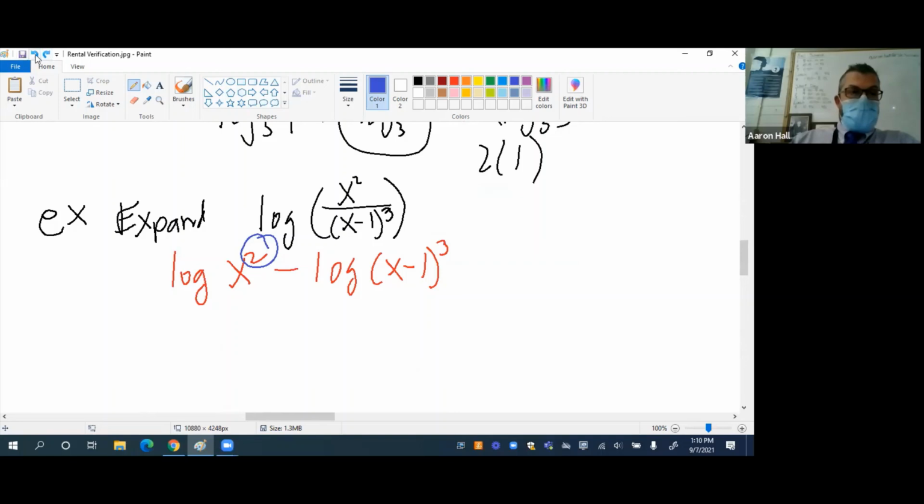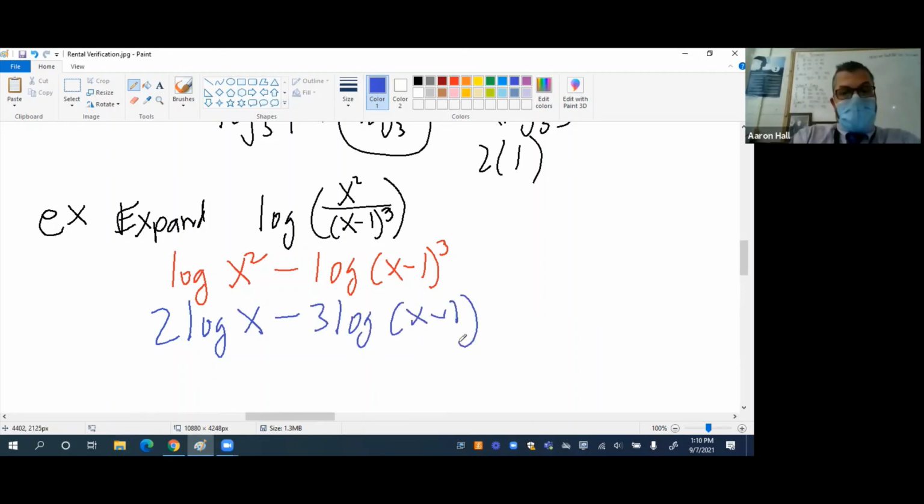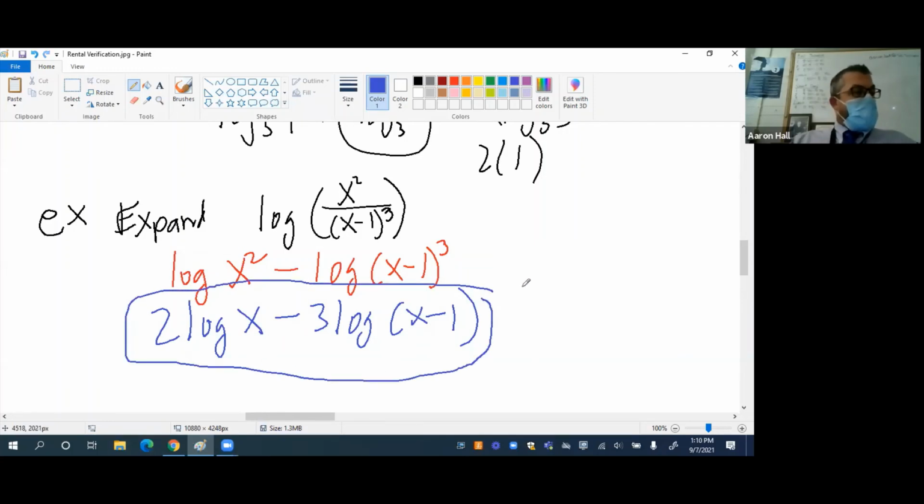So that's gonna give me 2 times log base 10 of x minus 3 times log base 10 of x minus 1. Can I expand this anymore? We can't use the second law to expand this? No, because this isn't division or multiplication, right? So I'm stuck. I can't do anything more. That is my answer right here. I'm getting nervous. I'm running out of time.